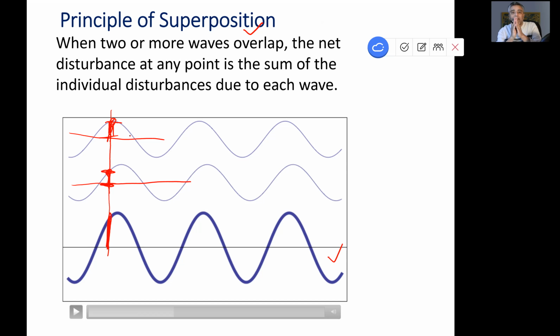So when they are in the same direction, it gets added. But if one is in the opposite direction to the other one, what happens? It gets subtracted. So for example, near this point, the result is 0. And why is that happening? Let's take a look.